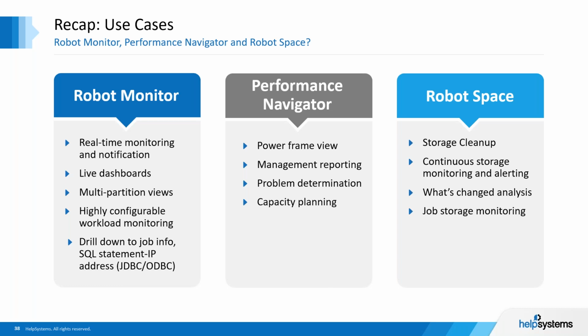Excellent. Just a quick recap in terms of use cases: Robot Monitor is real-time monitoring, live dashboards, multi-partition views, highly configurable with drill down. Performance Navigator gives you that Power frame view, management reporting, problem determination, and of course its unique capacity planning capabilities. And Robot Space gives you the ability to automate system cleanup, do consistent and continuous monitoring and alerting of storage, including job temporary storage. It gives you what's changed, comparative analytics, job storage monitoring, and so forth.